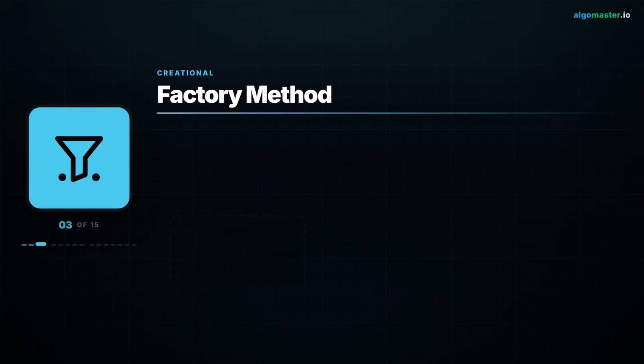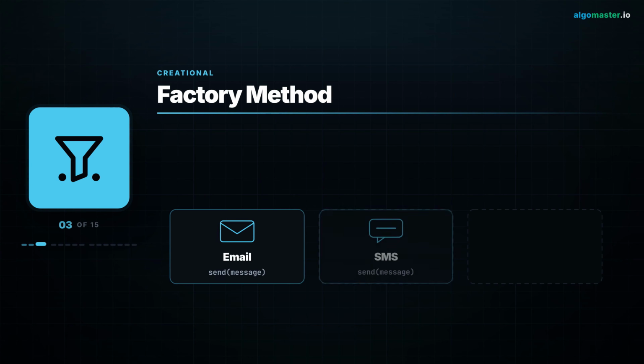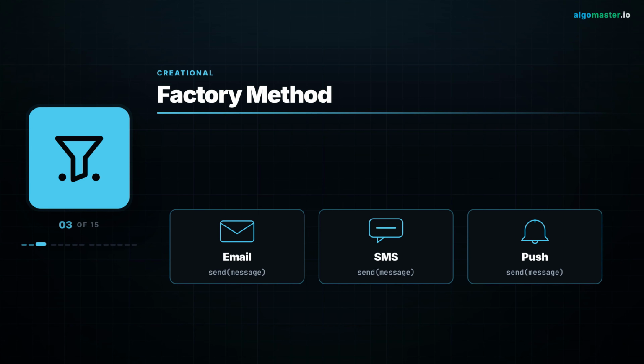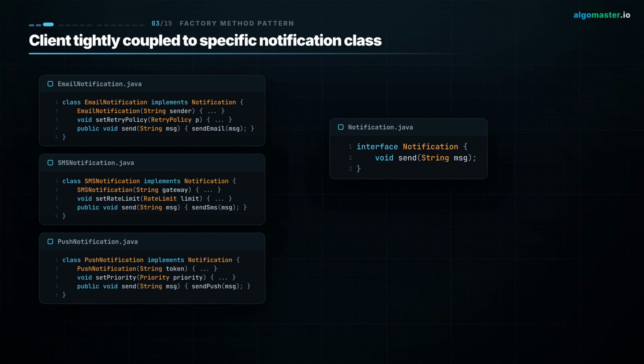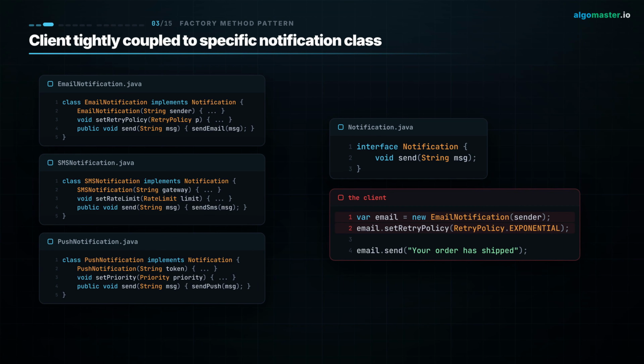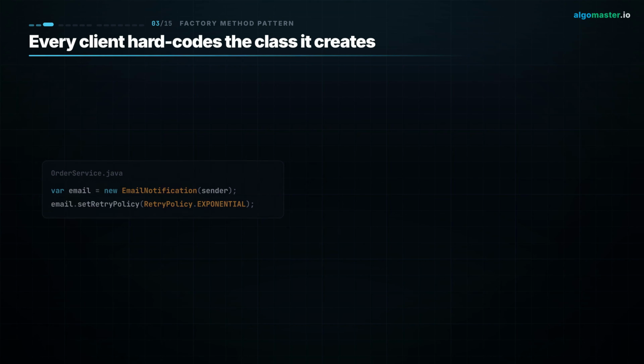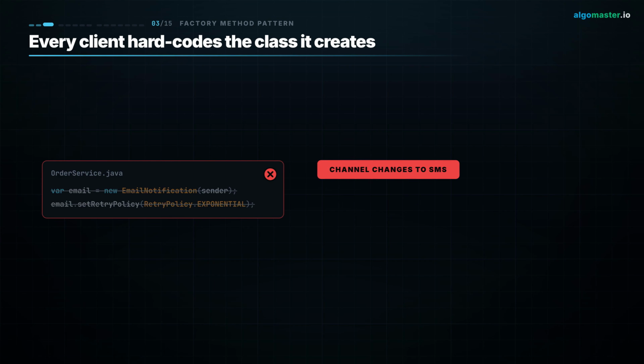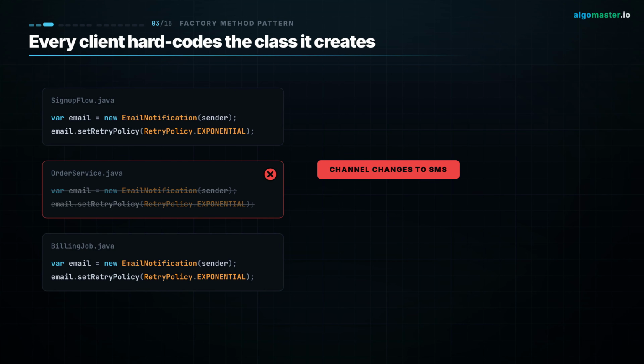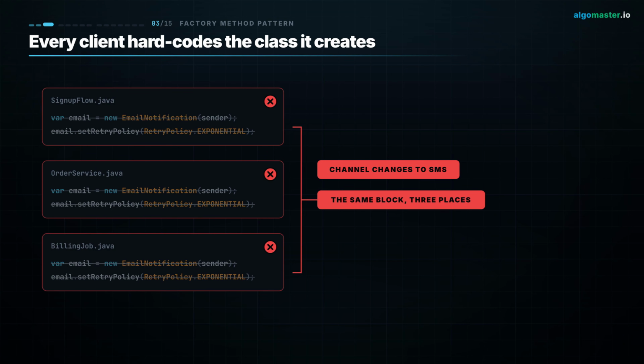Imagine you are building a notification system that supports email, SMS, and push notifications. Each notification follows the same interface. Each notification channel class provides its own implementation. Creating these objects directly would tightly couple the client to a specific notification class. If the type of notification changes, the client must also change its object creation logic. And if the same creation logic appears in several places, it can quickly become duplicated across the application.